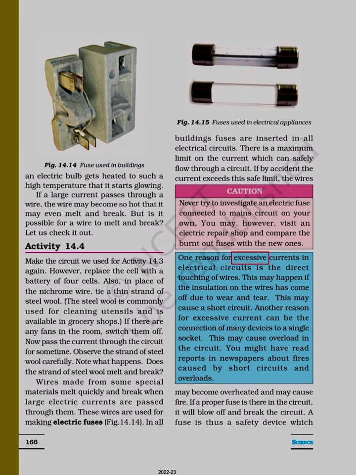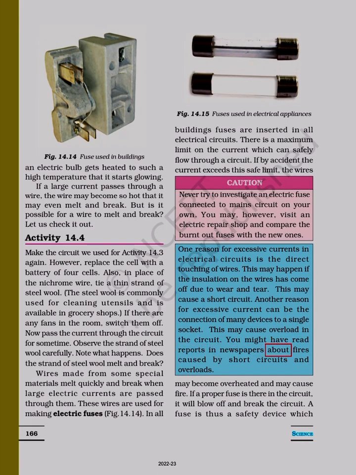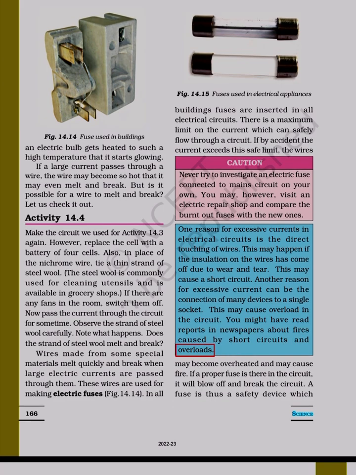One reason for excessive currents in electrical circuits is the direct touching of wires. This may happen if the insulation on the wires has come off due to wear and tear. This may cause a short circuit. Another reason for excessive current can be the connection of many devices to a single socket. This may cause overload in the circuit. You might have read reports in newspapers about fires caused by short circuits and overloads.